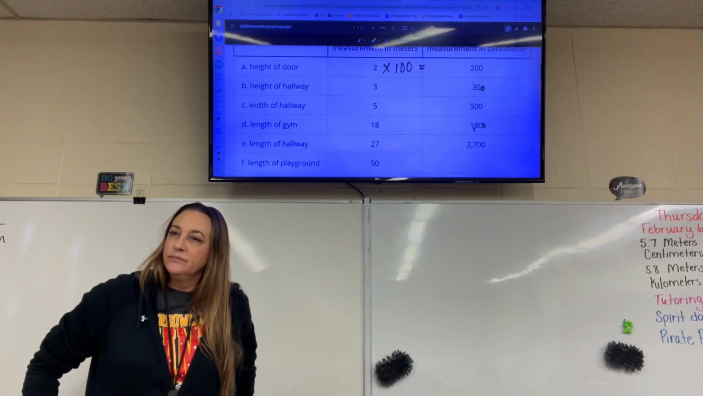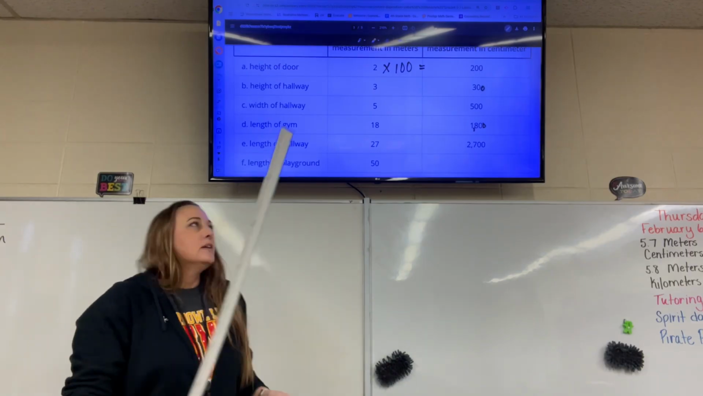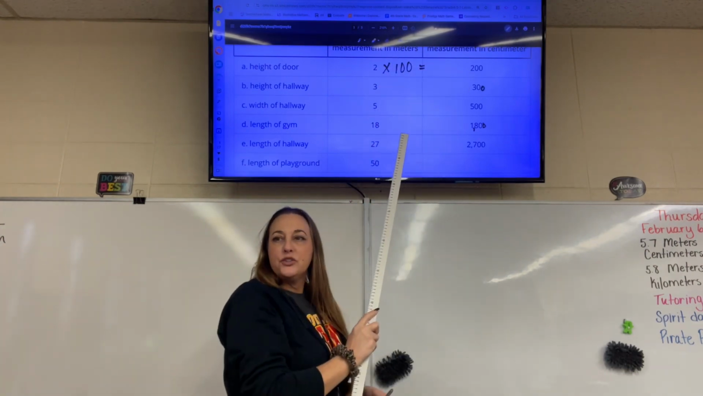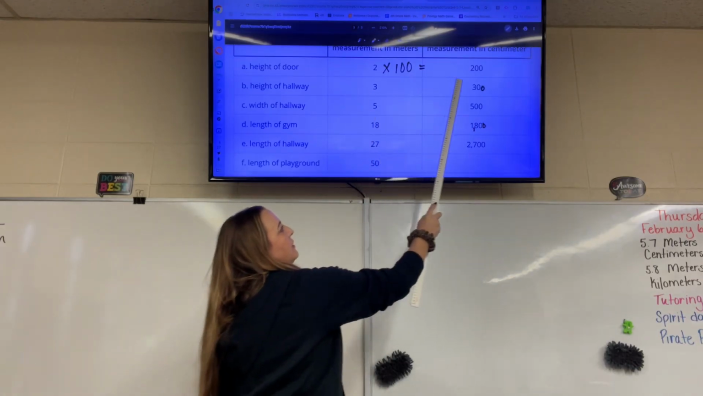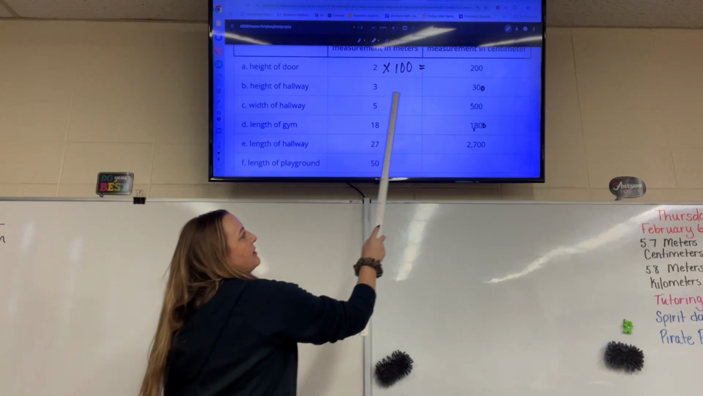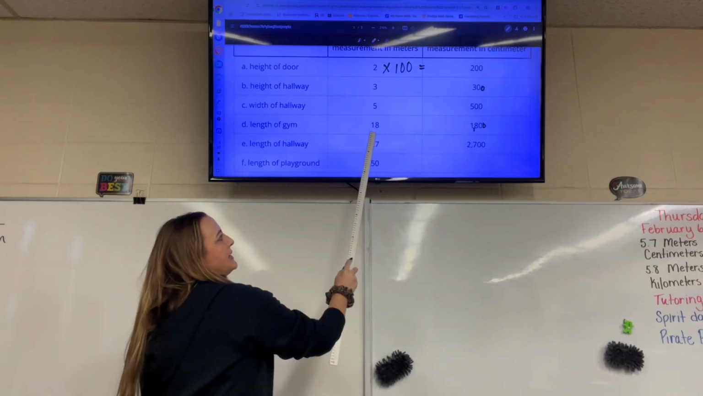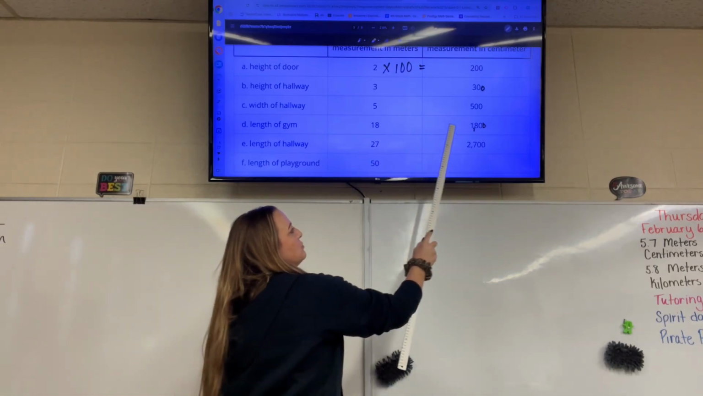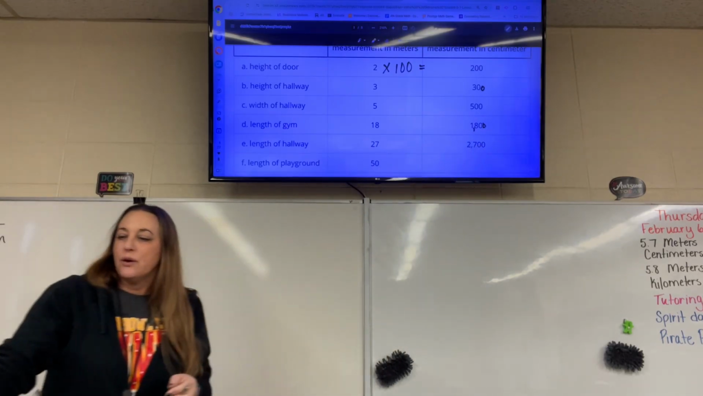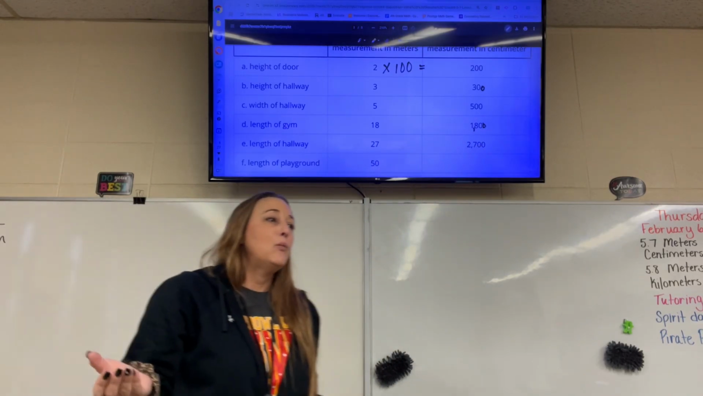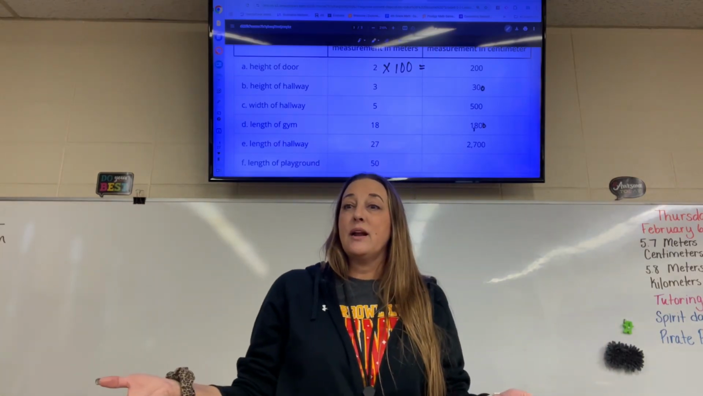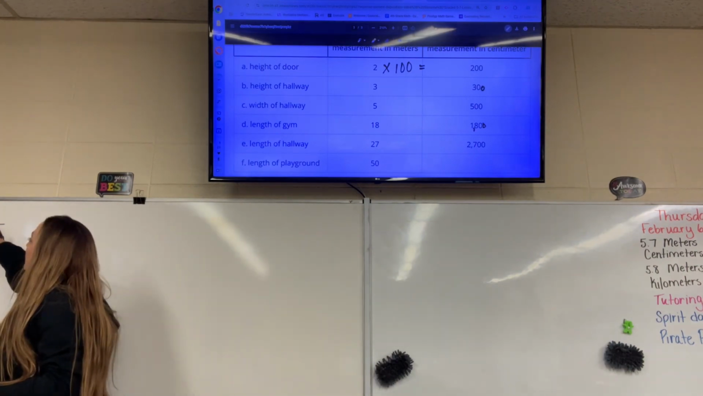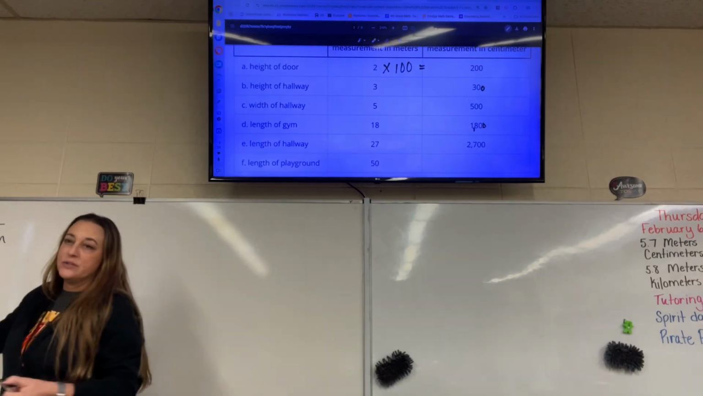Do you see what they're doing? Todd? So look at this number that they started with, 2. Over here, it's a 2 with 2 zeros. Like here, 3 with 2 zeros. 5 with 2 zeros. 18 with 2 zeros. Does that make sense? Then 27 with 2 zeros. So the reason why is because we're multiplying by 100, and how many zeros does 100 have? 2. And why are we multiplying by 100? Because for every 1 meter, there are 100 centimeters.